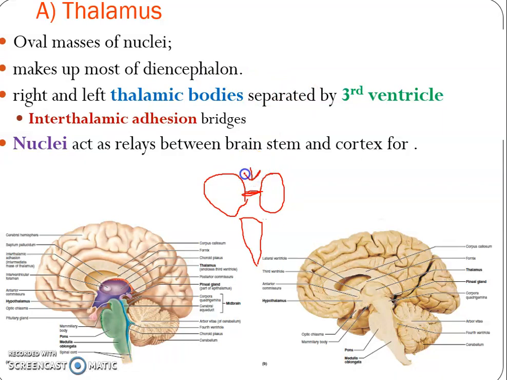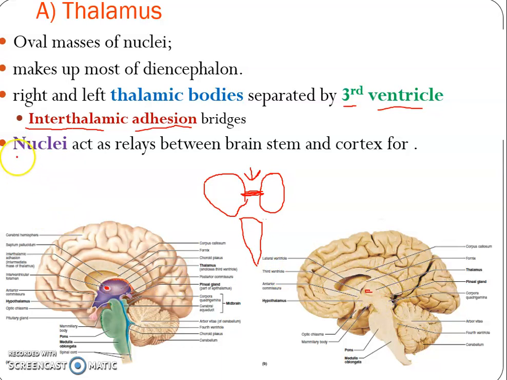This gap is called the third ventricle. So this is actually one of the lateral ventricles. So you have these spaces or cavities in your brain, and one of them is actually between the left and right thalamic lobes. Now this gap is bridged by the interthalamic adhesion. They used to think it just glued the two pieces of the thalamus together. So right here is the interthalamic adhesion.